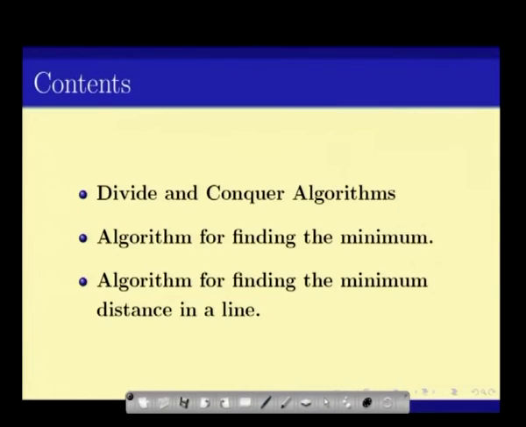Welcome to the UGC lecture series in computer science, and the topic is algorithms. Today we will be doing the divide and conquer algorithm, and using that same technique of divide and conquer, we will be looking at algorithms for finding the minimum and finding the minimum distance in a line.